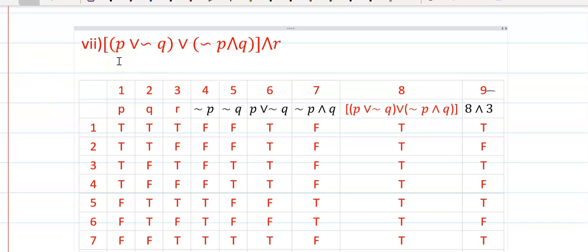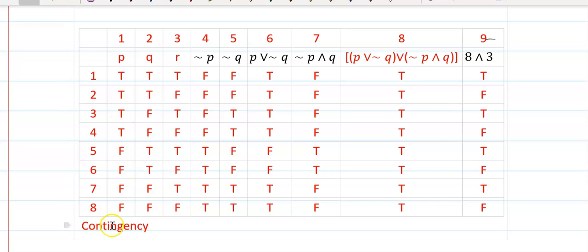Now the 7th is, in first square bracket, P or negation Q or negation of P and Q, square bracket complete, and R. First we'll require P, Q, R, negation of P, negation Q, P or negation Q, negation of P and Q, and next is the AND between the OR of the 6th and 7th, and last is the AND between the 8th and 3rd one. P is 4 times T, 4 times F, Q is T F, double T, double F, R is T F, T F, and their negations. You can check it, and we get a mix in the last, 8 and 3, a mix of F and T, and that's why it is a contingency.